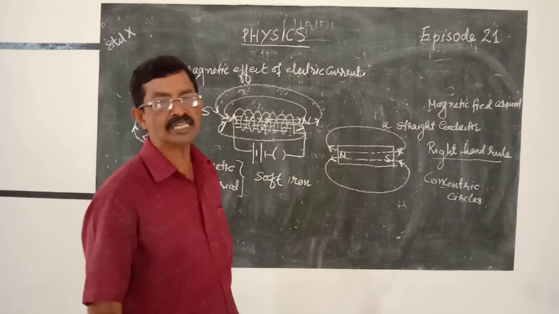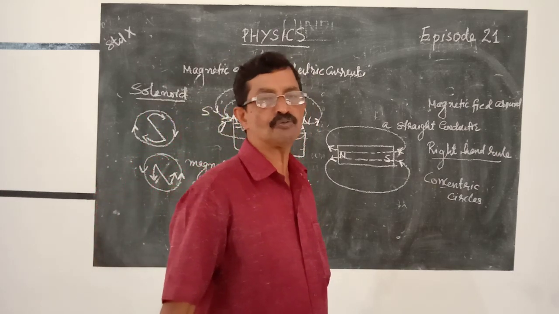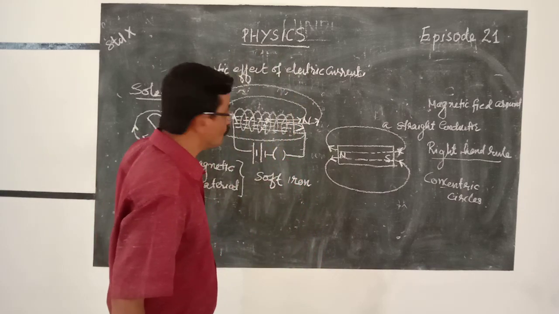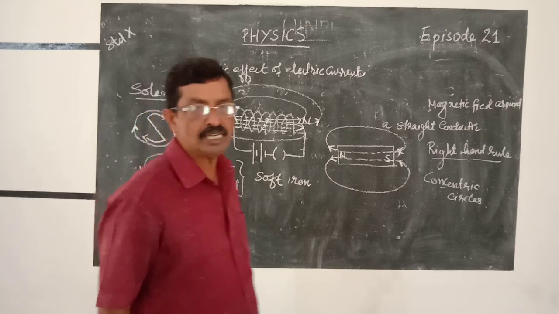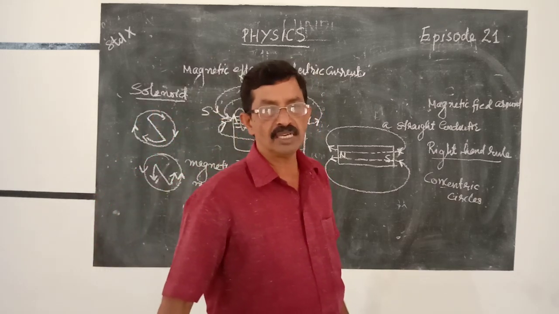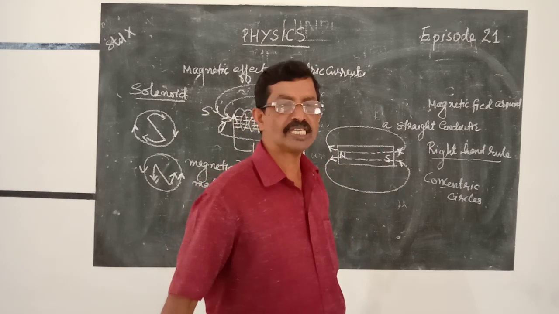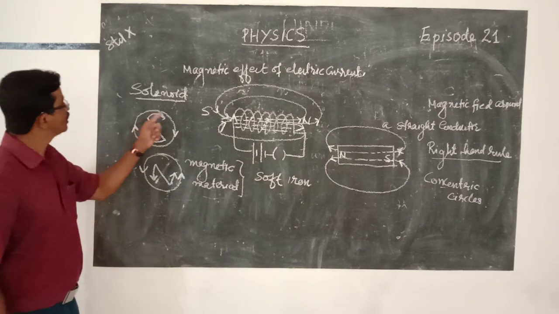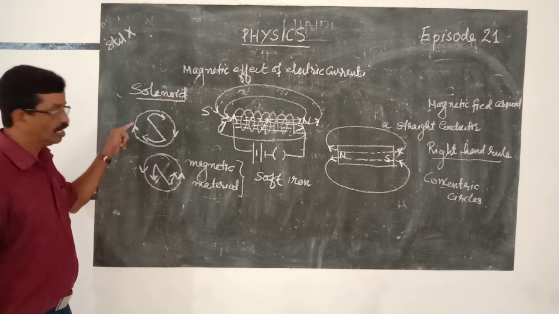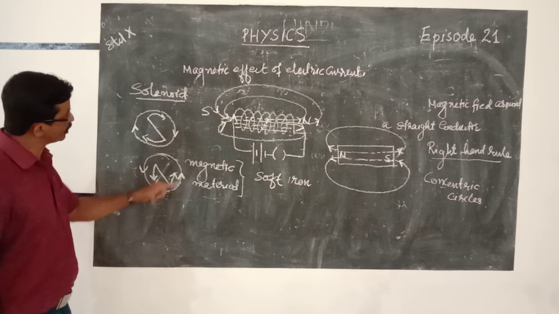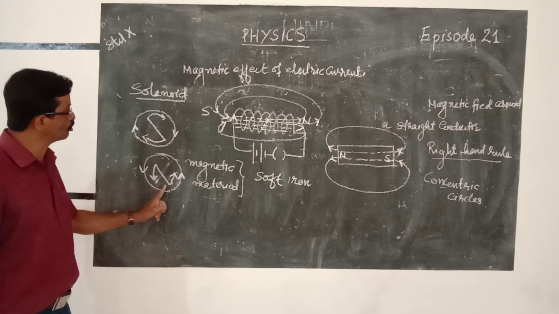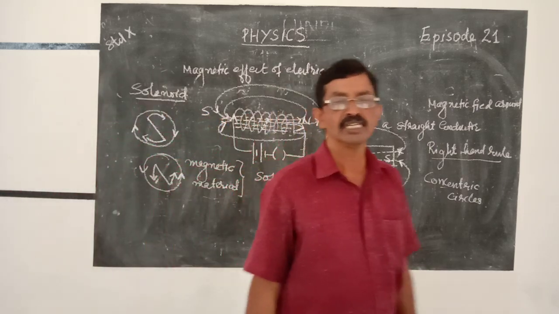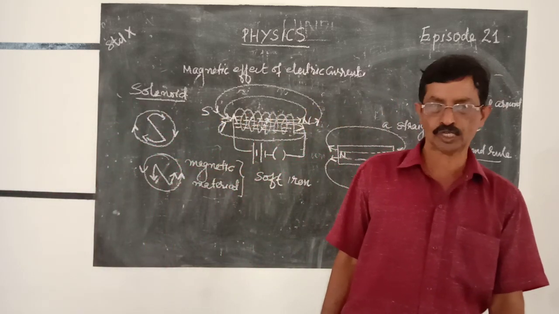How can we find the north and south poles of a solenoid? To find a south pole, face one end of the solenoid. If the current at that end is clockwise, then that is the south pole. That is just like this, yes, south pole. If the current is anti-clockwise, that is the north pole. In this way, we can find out the magnetic poles.